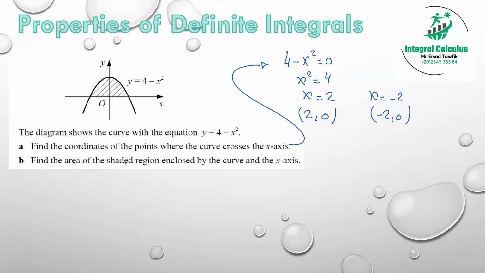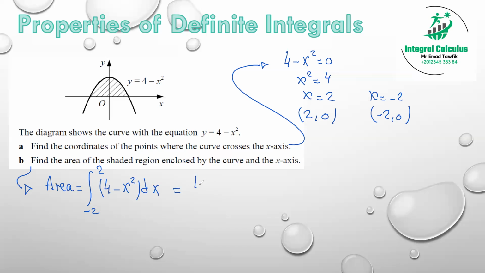For the next point, letter B, I ask you to get the area of the shaded region enclosed by the curve and the x-axis. As I told you, to get the area you have to integrate from where to where? From negative 2 to 2 for your function, which is 4 minus x squared dx. Just make your normal integration.